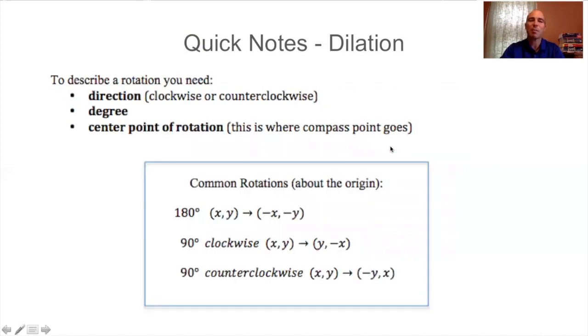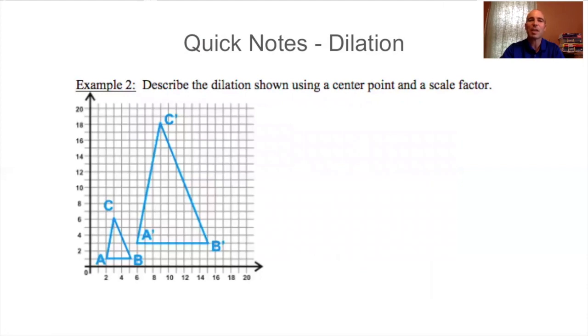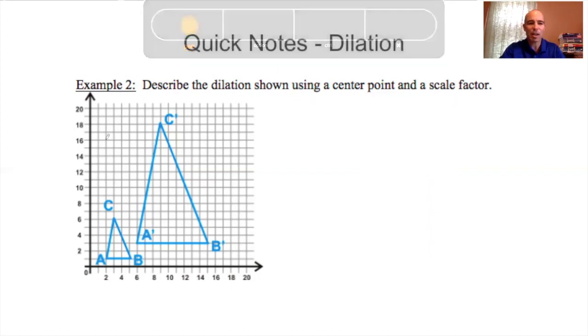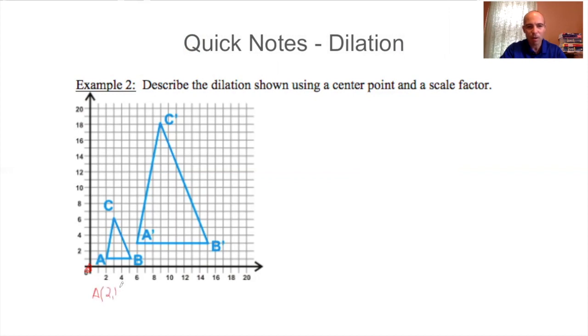Okay, this, again, my apologies, it wasn't supposed to be here. Describe the dilation shown using a center point for the scale factor. Okay, so first of all, this one here, and spoiler alert, the center of dilation is actually 0, 0. And how do I know that? Right, one way, I'm just going to write all these coordinates. So here we've got A is 2, 1. Okay, B is 5, 1. Okay, and then C is 3, 6.